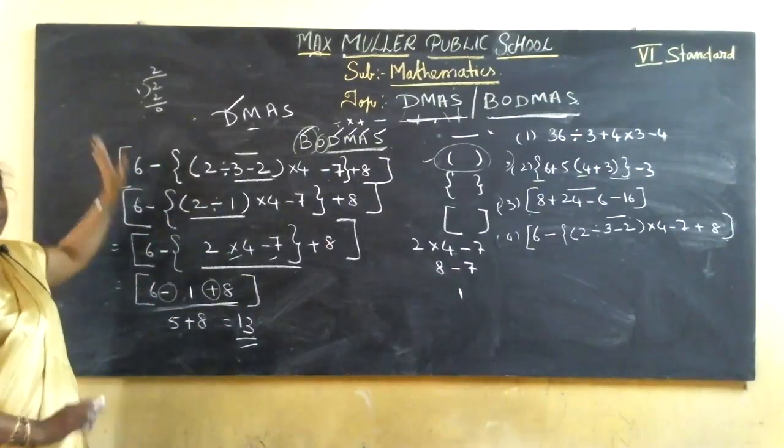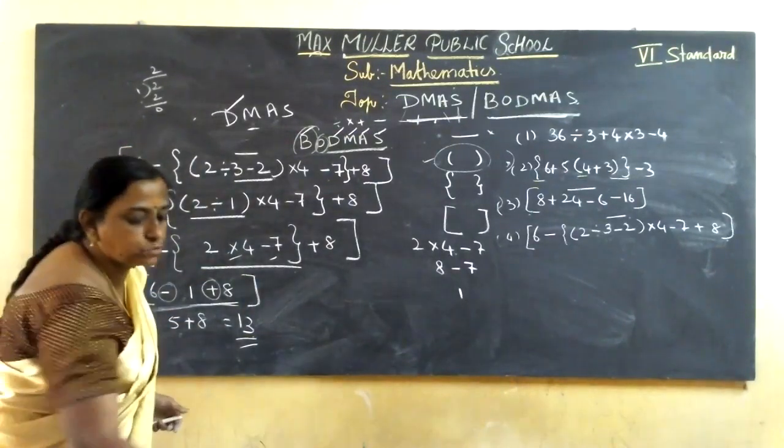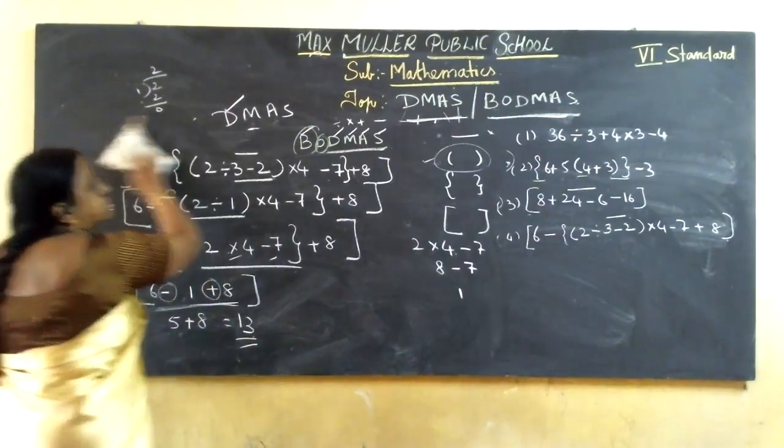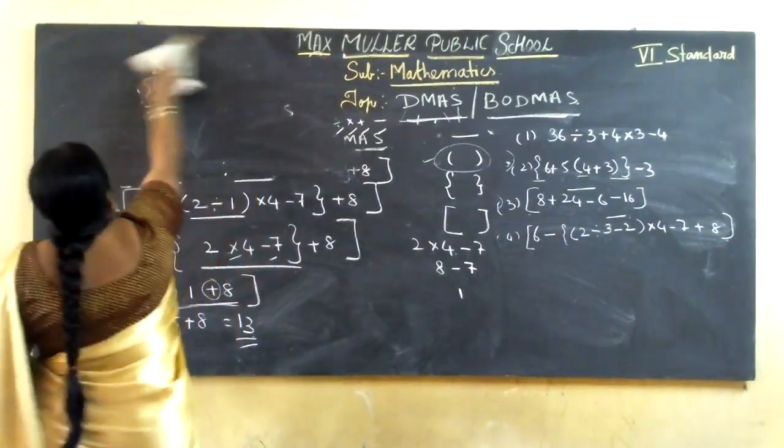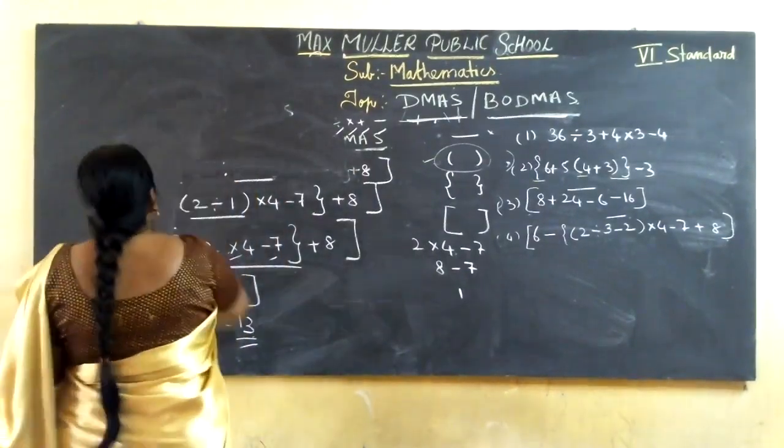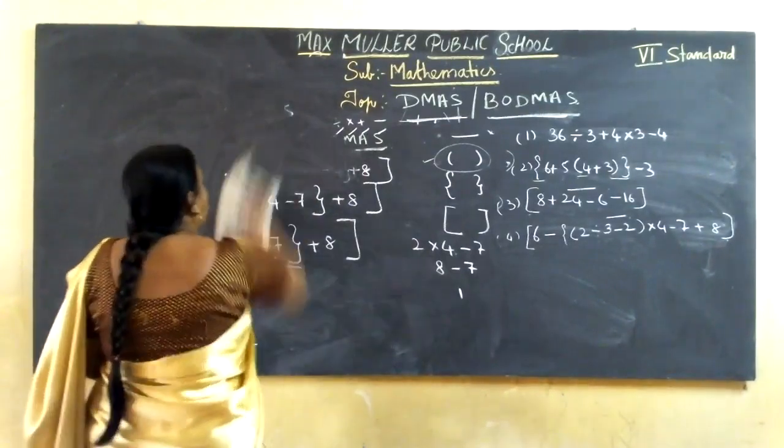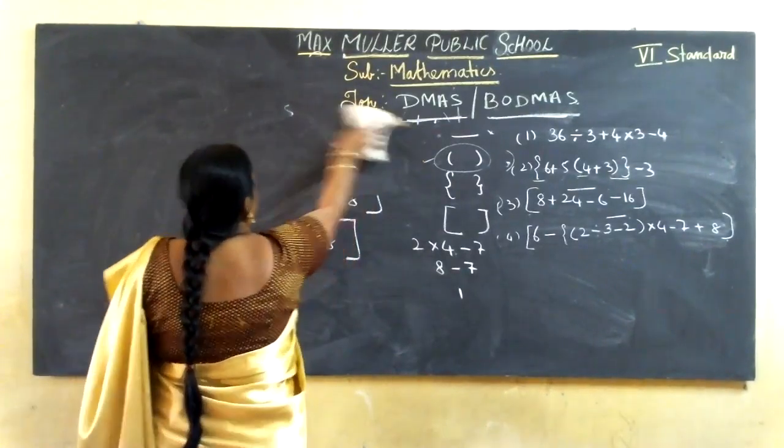That's all, the example sums I solved. Now we'll go for textbook questions. Okay, now exercise 1.5. So I'll solve textbook questions slowly, then you can understand easily.